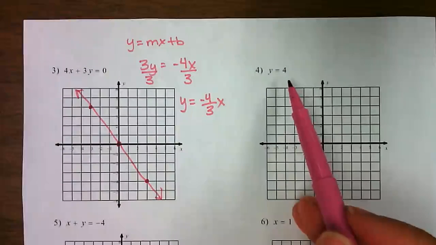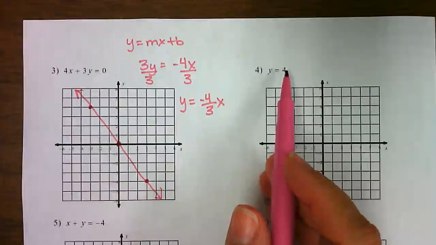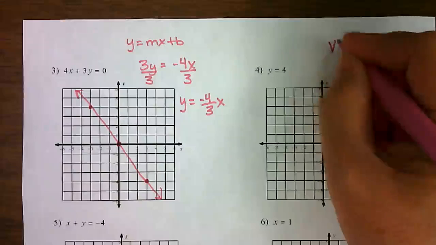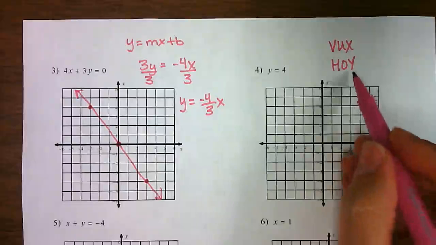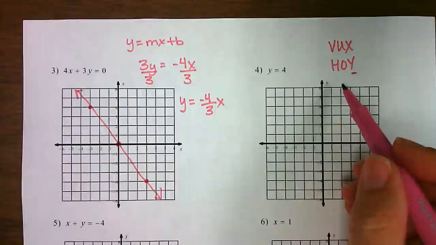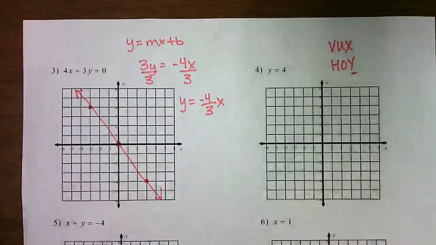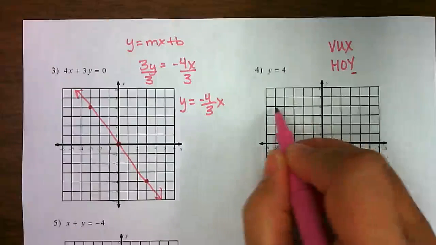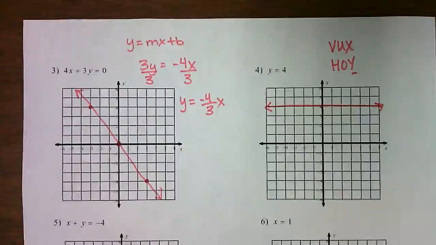Okay, this one, y equals mx plus b. It doesn't even have an m. There's no x in there, right? So it does have a b, 4, but this is one of those ones that because it doesn't have an x and a y, it doesn't follow the format as much. So I always use this Vux-Hoy trick, right? So this is a y equals equation, so it's a Hoy line. That means it's going to be a horizontal line with a 0 slope. And it's going to cross the y-axis at 4. So crossing the y-axis at 4, horizontal line with a 0 slope.